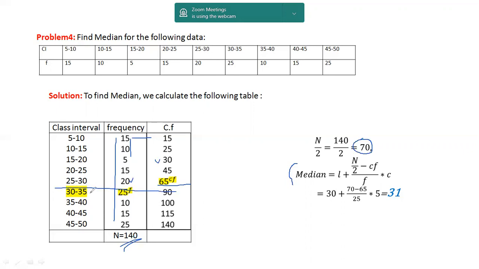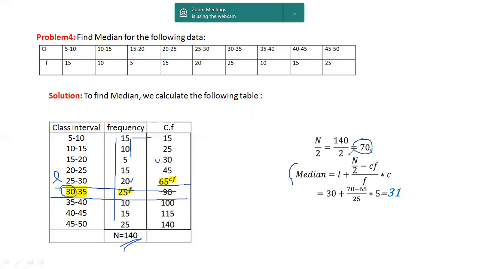So this is the interval where we are getting that 70. So what we are doing is, L in this interval. What is L? L is nothing but the lower limit of the class interval. That is the lower limit of the class interval, which is 30 here. So this is your L. So L equals 30.